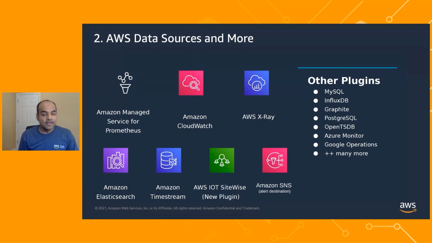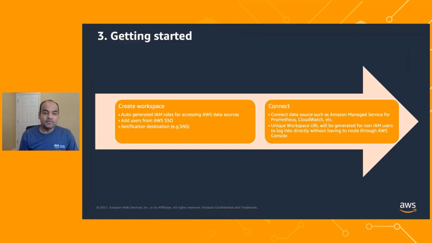Getting started on Amazon Managed Grafana is also very simple. All you need to do is create a workspace. You can use AWS SSO, single sign-on, to create users to be used on Grafana. And without needing to have them access the AWS console, they can directly log into Grafana and connect to all the data sources like Amazon Managed Prometheus or CloudWatch and start visualizing or creating dashboards.